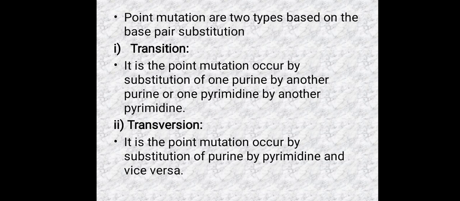The second one is in reverse to that of the transition type of mutation. Within the transversion type of point mutation, there is substitution of a purine base by a pyrimidine base or a pyrimidine base by a purine base. It is called the transversion type of mutation.